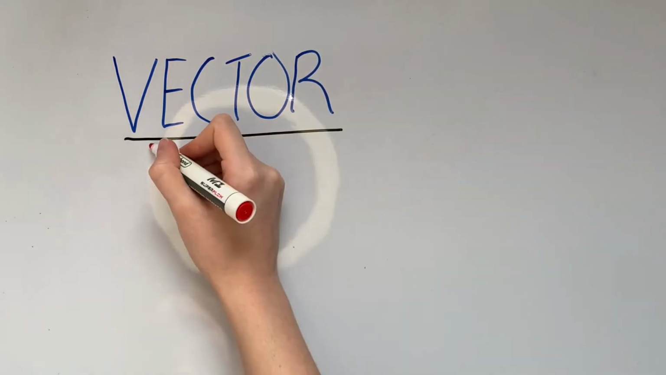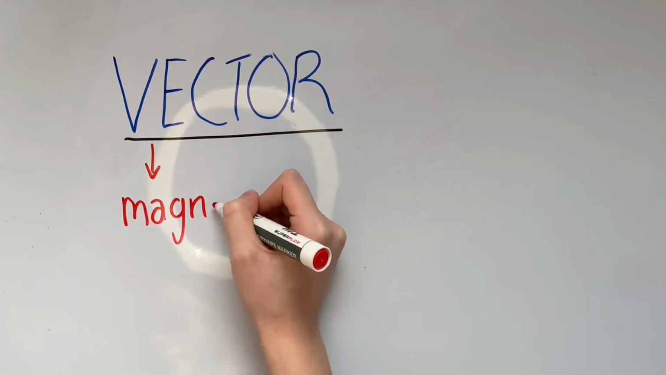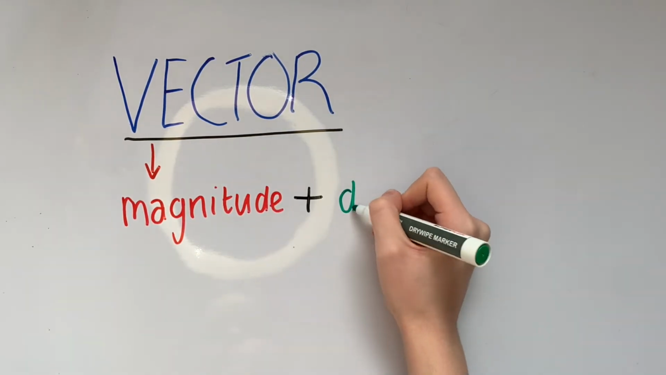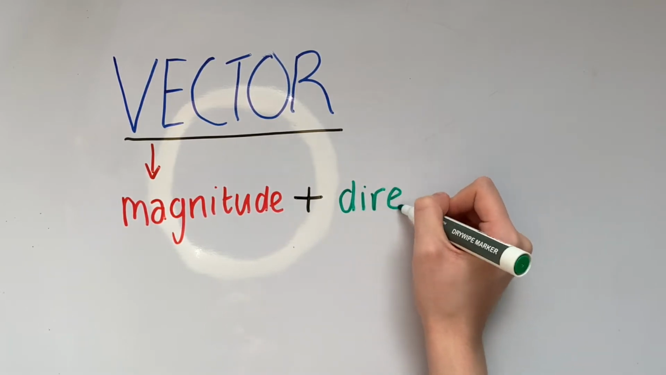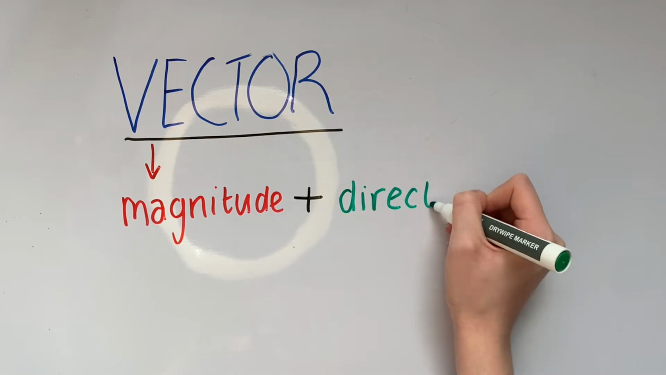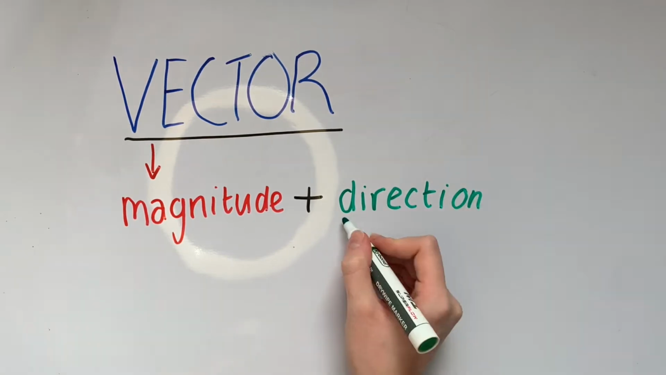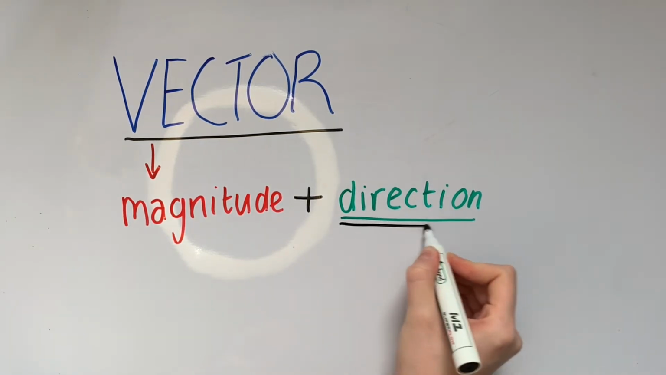But what about vectors? A vector quantity is a quantity that we cannot explain using only a magnitude. There is something else we need to help us describe this type of physical quantity. That is direction. It is this need for direction that makes a quantity a vector. Therefore, a vector quantity is a quantity described by both magnitude and direction.